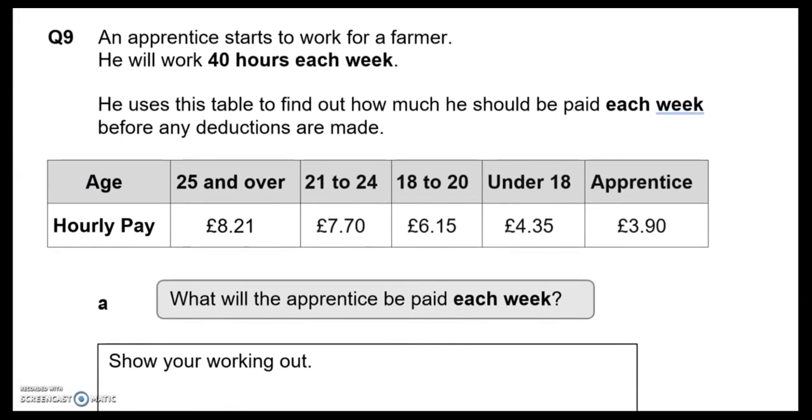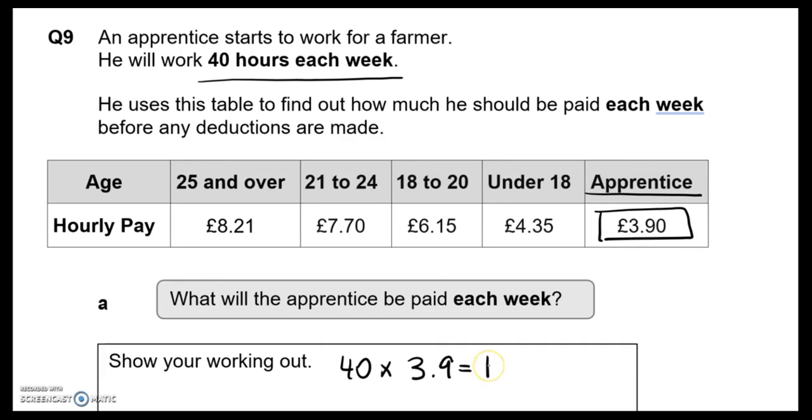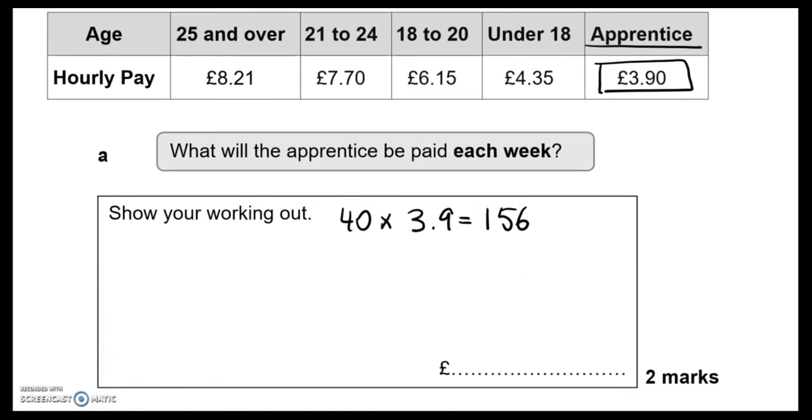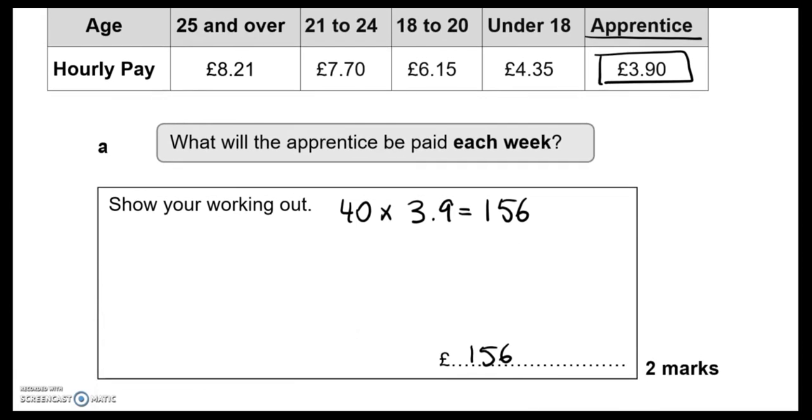An apprentice starts to work for a farmer. He will work 40 hours each week. He uses this table to find out how much he should be paid each week before any deductions are made. So 40 hours, £3.90 per hour, because they are an apprentice. So we're going to go 40 times 3.9, 156. £156.